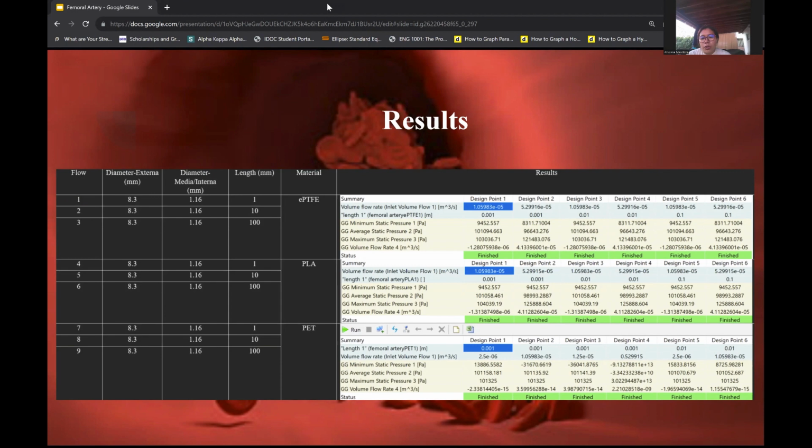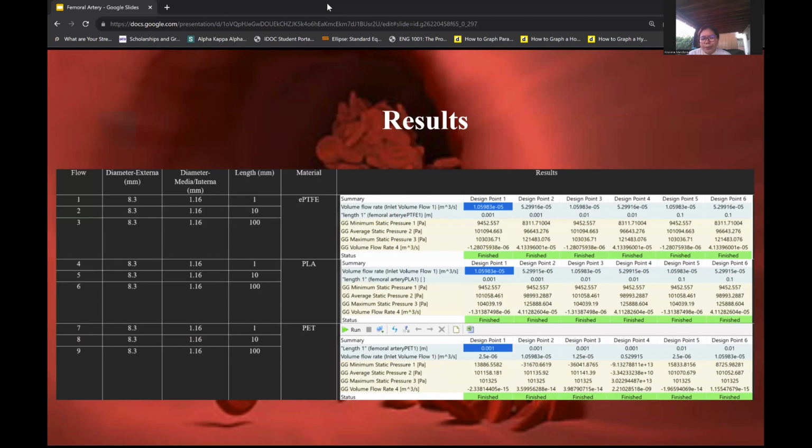Now, for the results, I would be talking about the maximum pressure. For maximum pressure, I did notice how both EPTFE and PLA fall under the same category, kind of close to each other. However, we have a maximum static pressure that is lower than both of them, which would be the PET. Now, when I ran the PET, I did notice that the 2.5 was different from the 1.05 that I did provide. So I did run it multiple times. I'm still not sure why that's still lower.